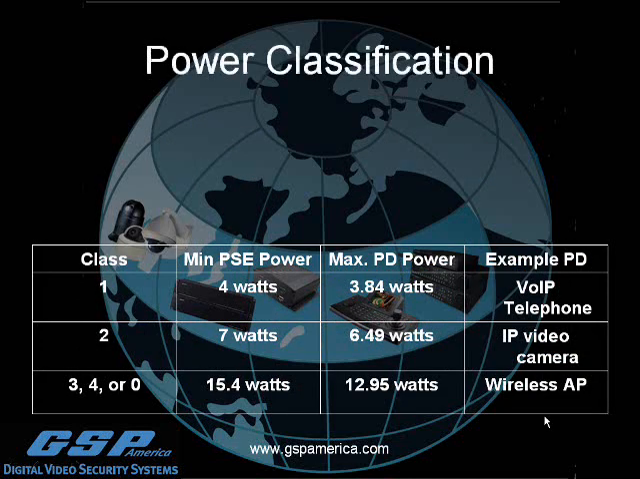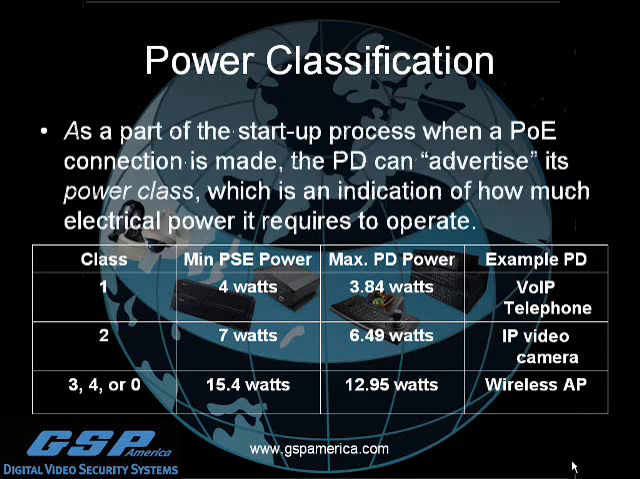So there are two major areas of issues with POE right now in the marketplace. One of them is the classification of the powered device. Most manufacturers are not doing a real good job of labeling those devices. But basically how it works is that as part of the startup process, when a POE connection is made, the powered device essentially advertises its power class, which is an indication of how much electrical power it requires to operate. There are a few different class types, and each class has a different power option.